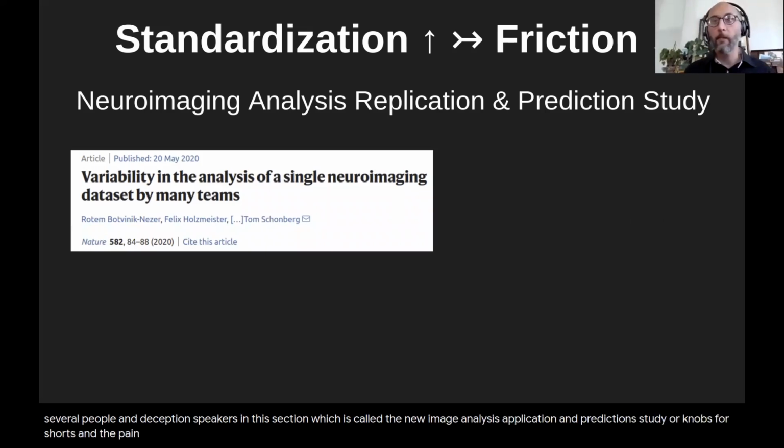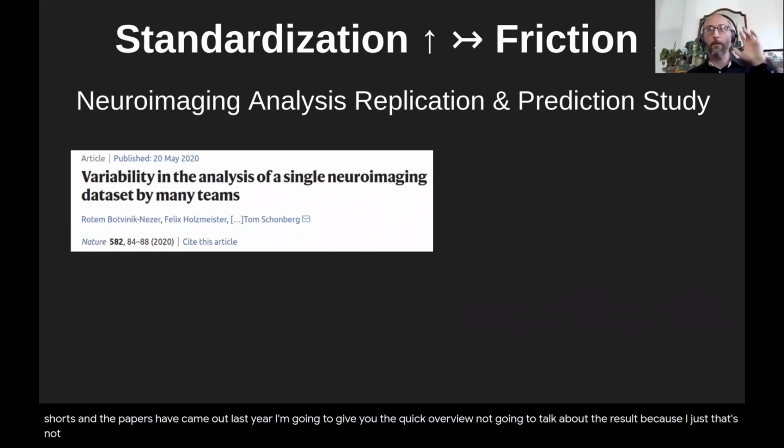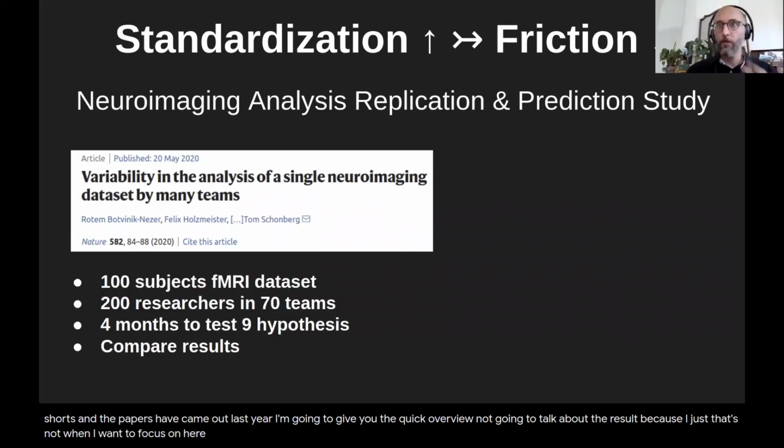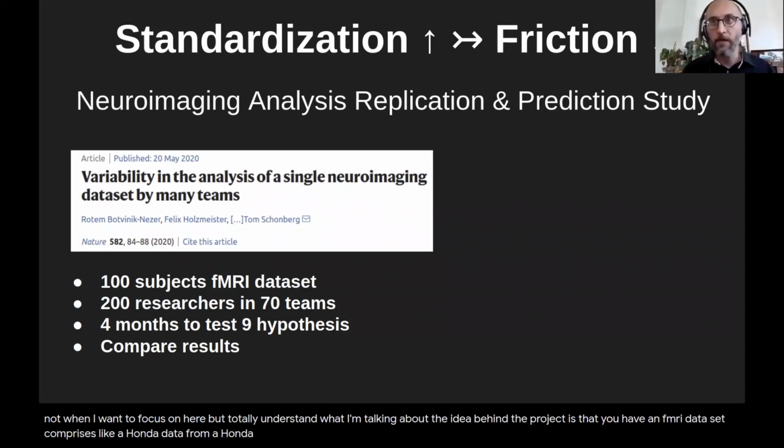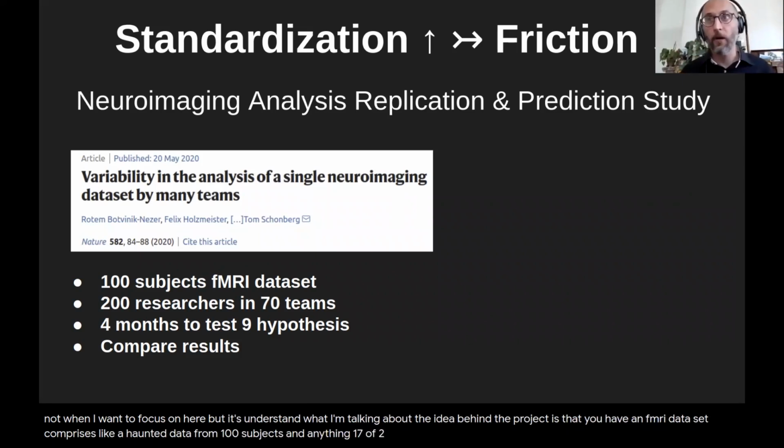And the paper came out last year. I'm going to give you the quick overview. I'm not going to talk about the results because that's not what I want to focus on here. But just so you understand what I'm talking about, the idea behind the project is that you have an fMRI data set comprising the data from 100 subjects. Then you take 7 teams of 200 researchers and you give them the same data set.